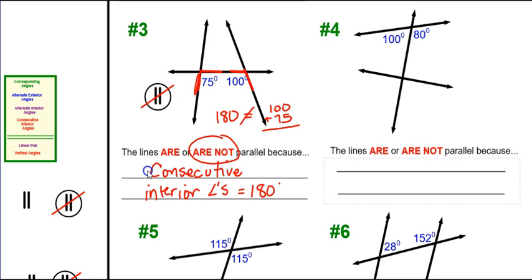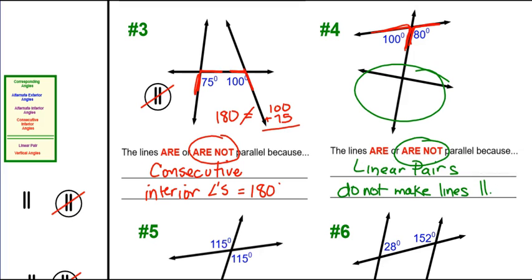For question number 4, again, we trace the angles that are given to us. And the one thing I notice is that there is nothing on this second angle right here, on the second vertex. So that means that these lines can't be parallel. In fact, those two angles are linear pairs, and we know that linear pairs do not make parallel lines at all. So because those are linear pair angles, we know that those guys are not parallel. So we fill in that statement. These lines are not parallel because linear pairs do not make parallel lines.